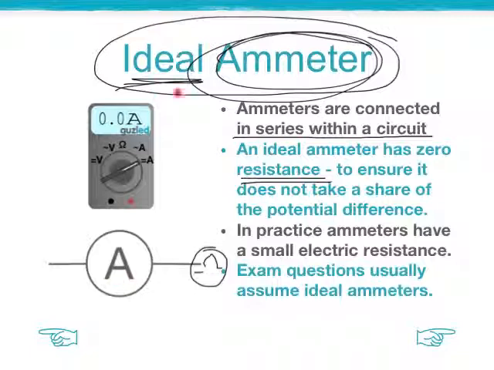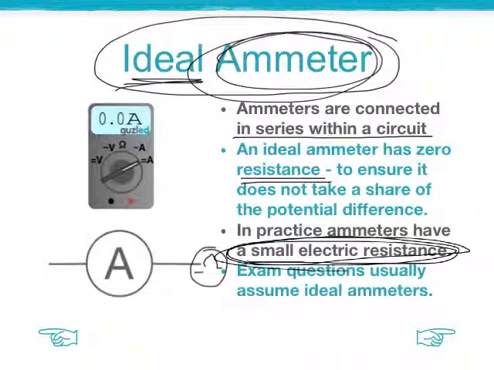Now this is the ideal situation. In reality, ammeters have a small electric resistance. In general, though, when we talk about the idyllic perfect world of the exam question, we say that the ammeter is ideal, but you just have to remember that in reality, they're not. They always have a little bit of resistance.